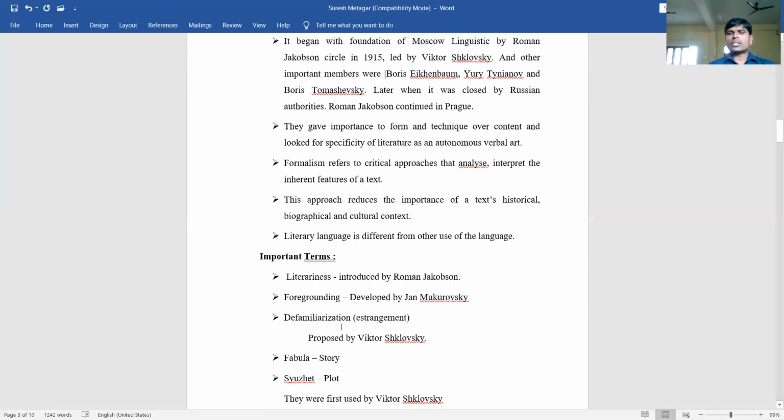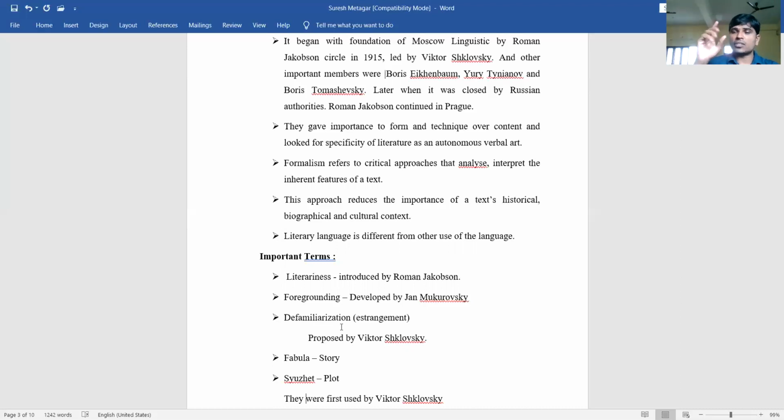So there are important terms in formalism, which you may get in your NET examination. Literariness is the first term, which was introduced by Roman Jakobson. Literariness, foregrounding, and defamiliarization all have similar meaning, but different words. Literariness means the quality of distinction, the unique quality of a language. He says when a writer writes a text, it becomes a unique language. That uniqueness, the unique quality of that text itself, is literariness. It means making common language uncommon, extraordinary, beautiful. That is the quality of literariness.